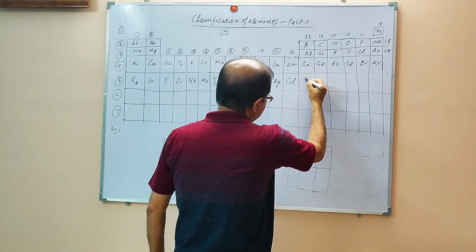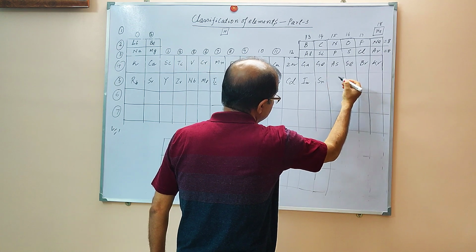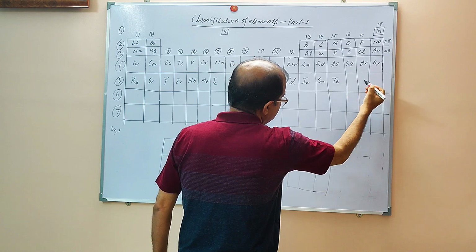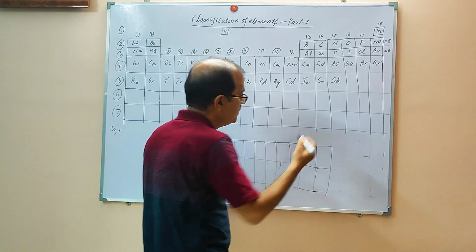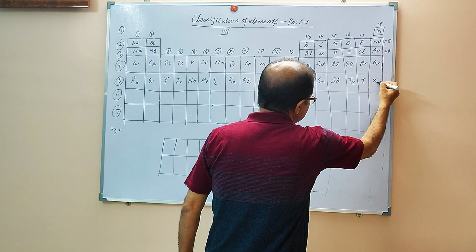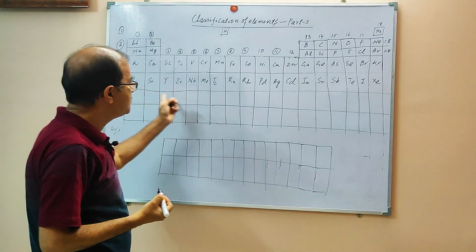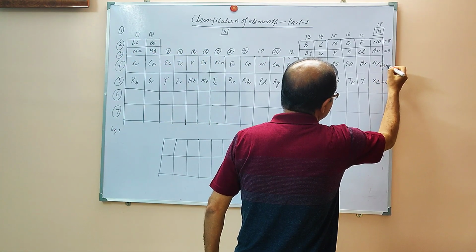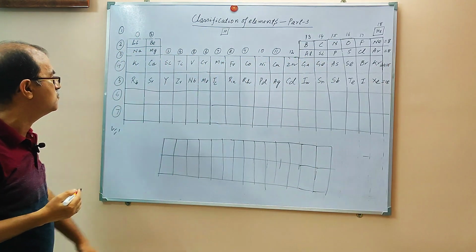Now you have indium, then Sn, then Sb, antimony, then tellurium, iodine, and this is xenon, the last element. Here you can see a total of 18 elements, and in the fourth period also you can see 18 elements. So 8, 18 and 18 elements you can see.